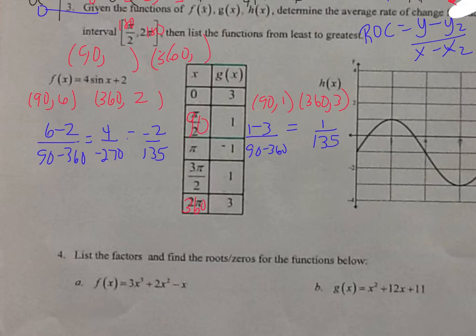And then let's go to h of x. So you could just use the chart to figure out 90, right? That's at pi over 2, which is 1. Right, that's right here. And 360, which is at 2 pi. And that is negative 1.